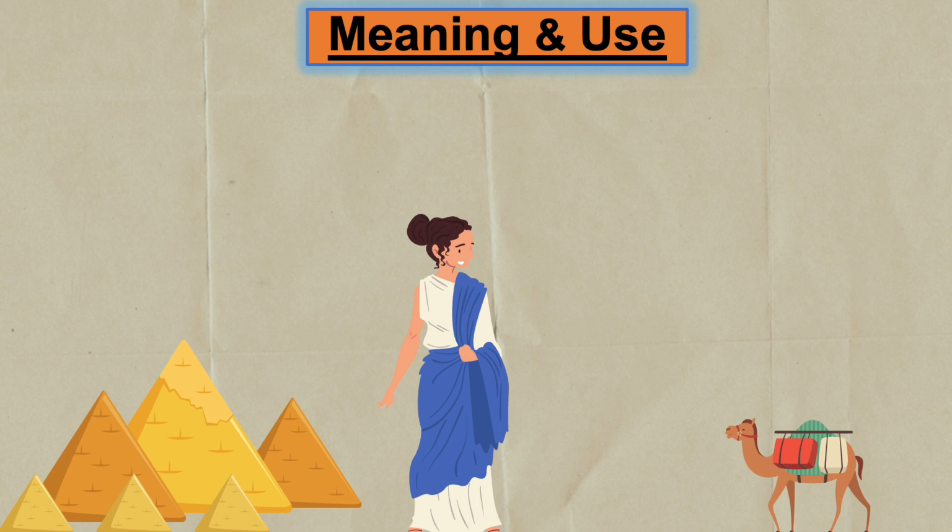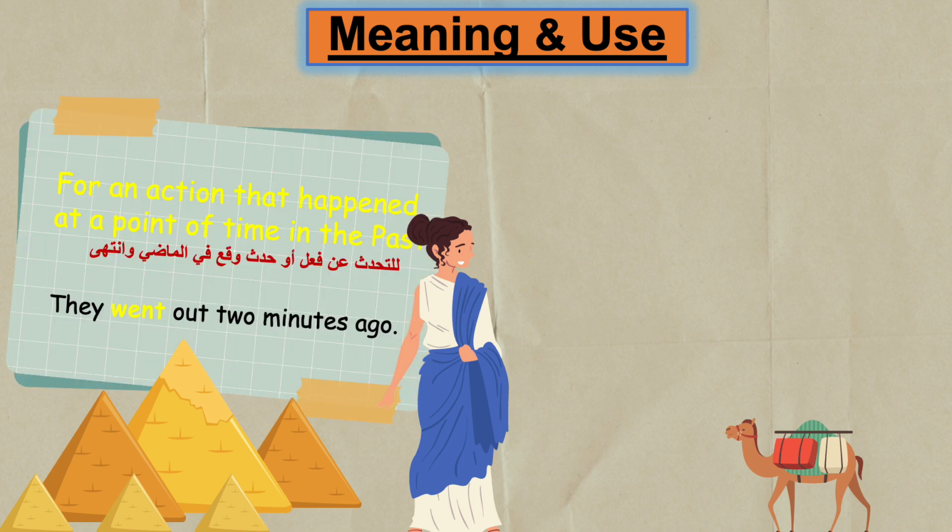Meaning and use. Common usage of simple past is to describe an action that happened at a point of time in the past. They went out 2 minutes ago. 2 minutes ago in the past.